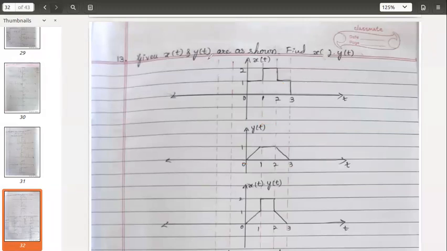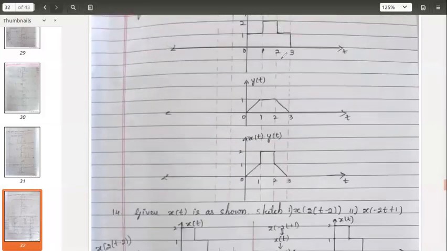Given x of t and y of t, this is x of t, this is y of t. Both ranges are between 0 to 3. So you have to find the multiplication of these two. Please try to complete this as an assignment.